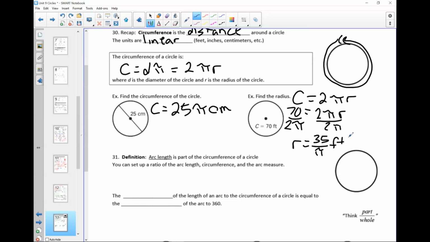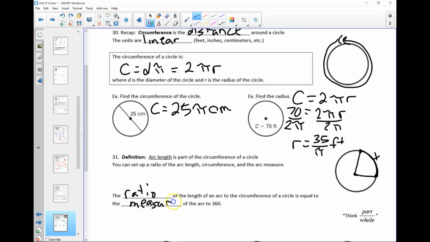Now an arc length is part of the circumference of a circle. You can set up a ratio of the arc length, circumference, and the arc measure. So basically all we're talking about is how long is this distance. We're going to keep it really simple. We're not going to find the ratio of the length of the arc of a circle is equal to the measure of the arc to 360.